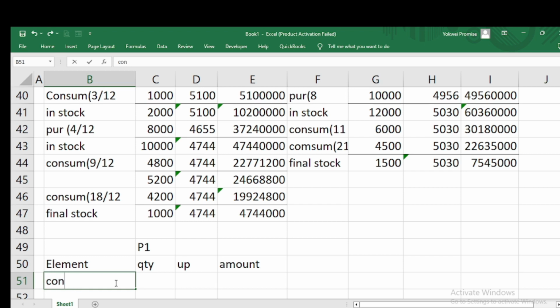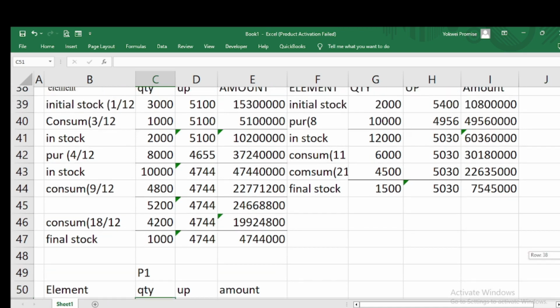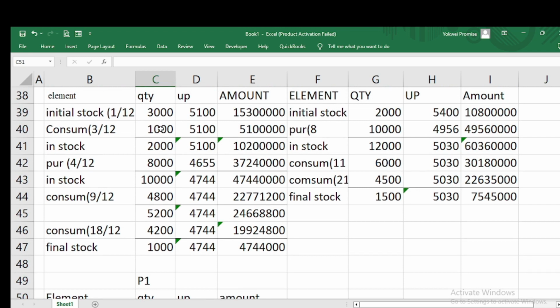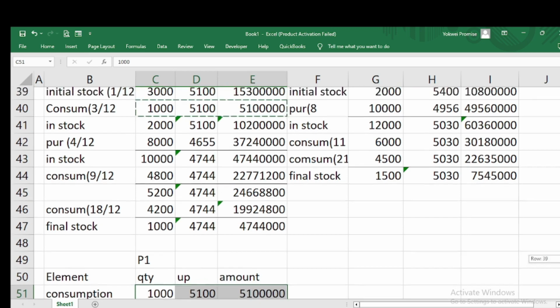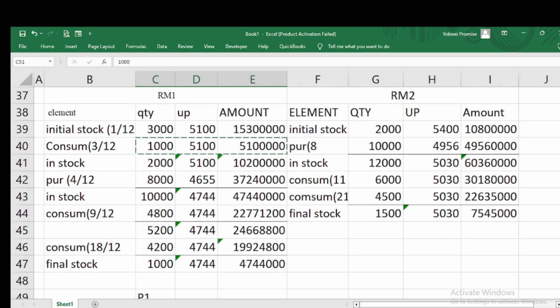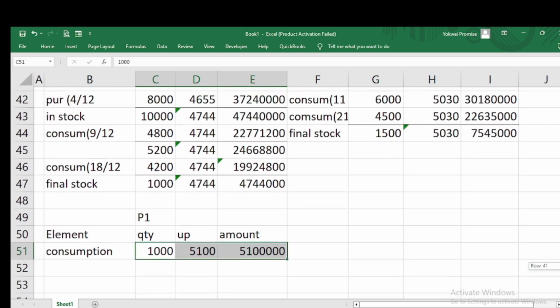Consumption. Alright, please. So with the consumption, we have several categories. We have consumption on the third. This is it. We have 1,000 units, they were consumed at 5,100. Just copy this. 1,000 units at 1,500. Right. The next, we also have on the 9th, there was consumption.